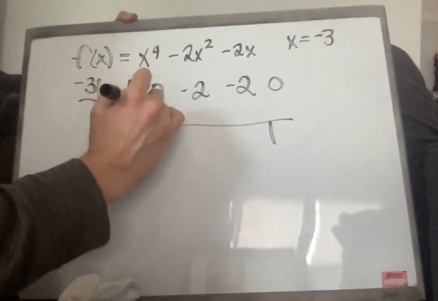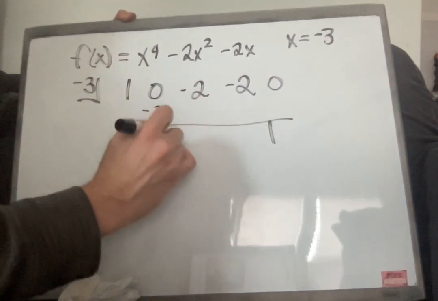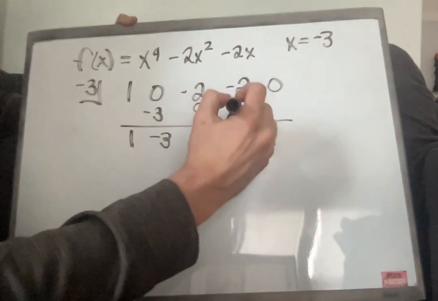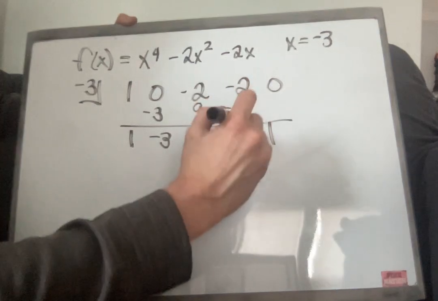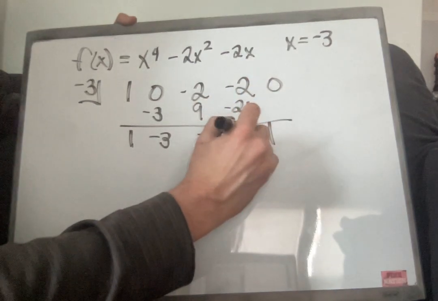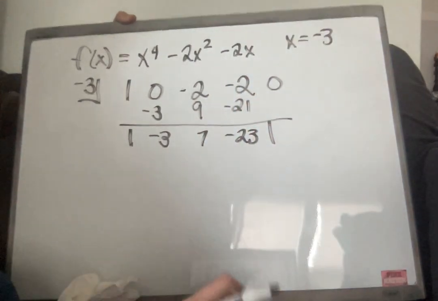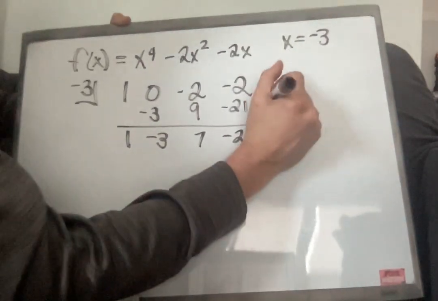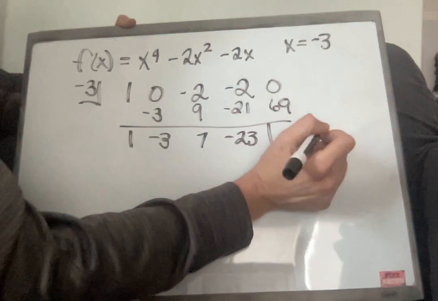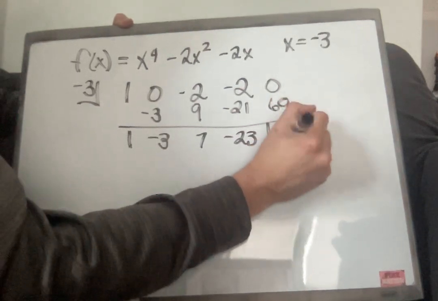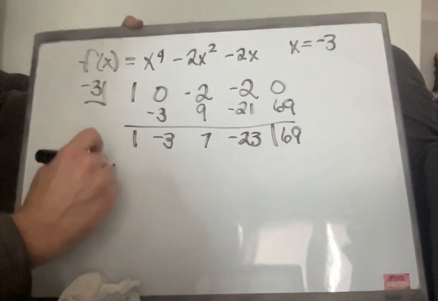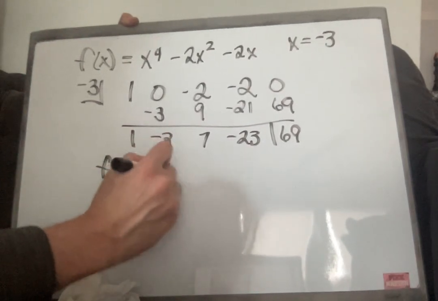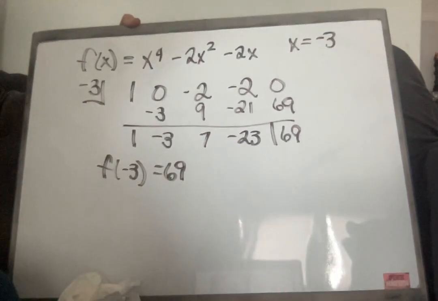Drop the first one, multiply, add, multiply, add, multiply, add, multiply. That's going to be positive 69. So when I add, f of negative 3 is going to be positive 69. That is it.